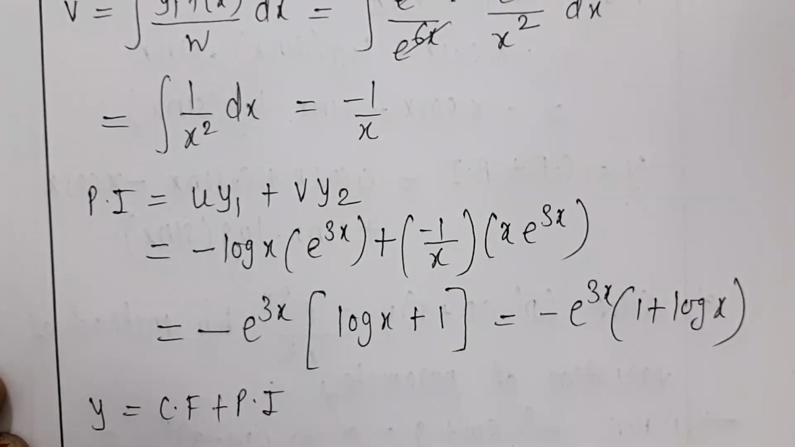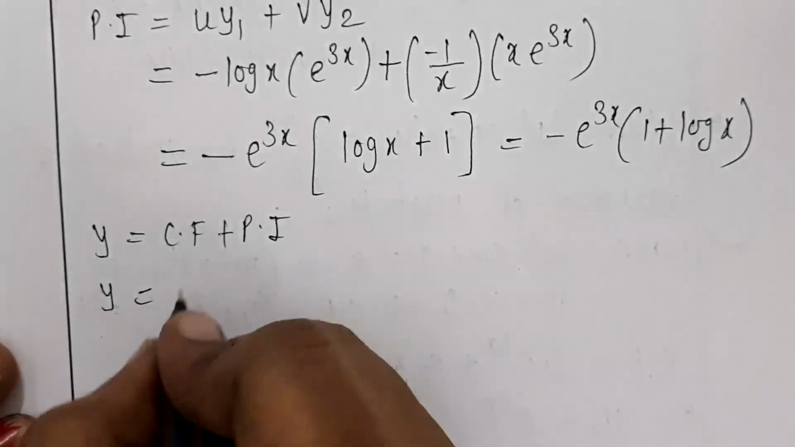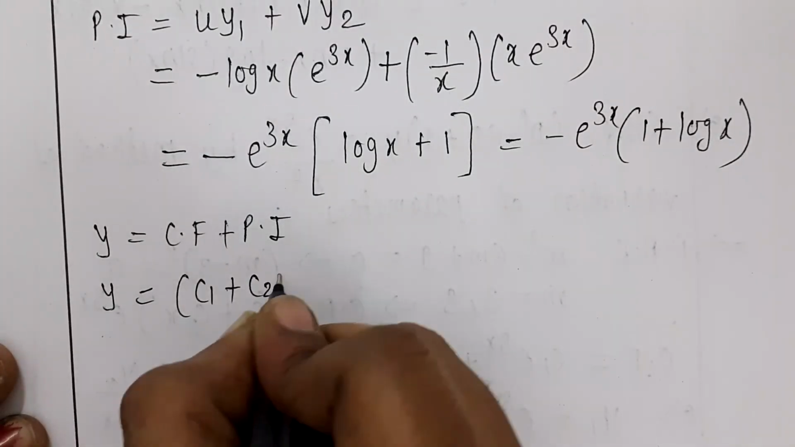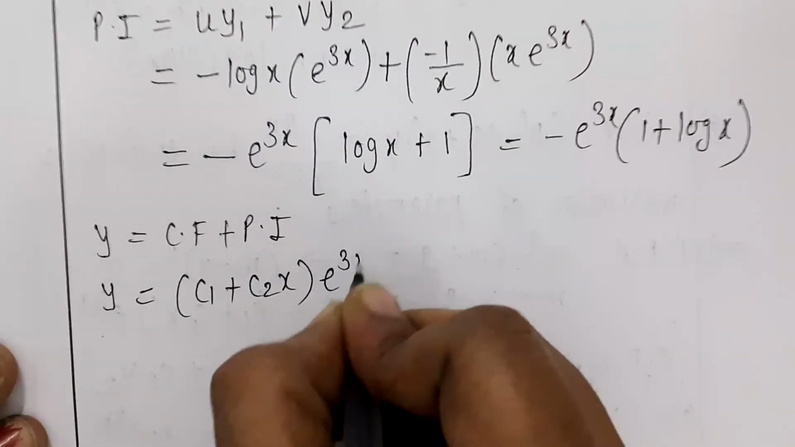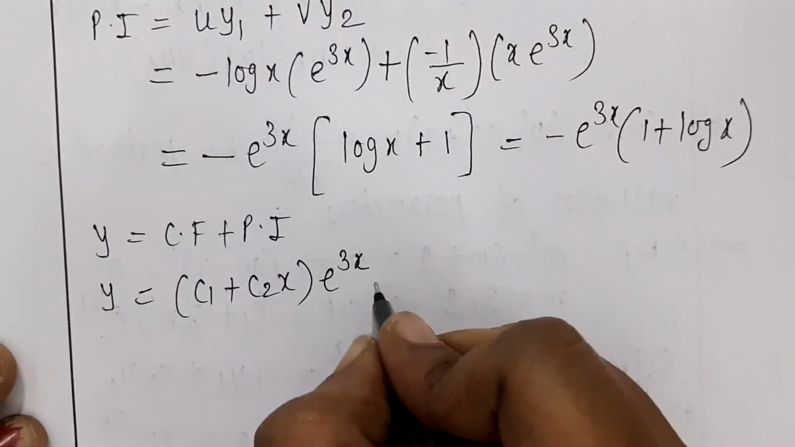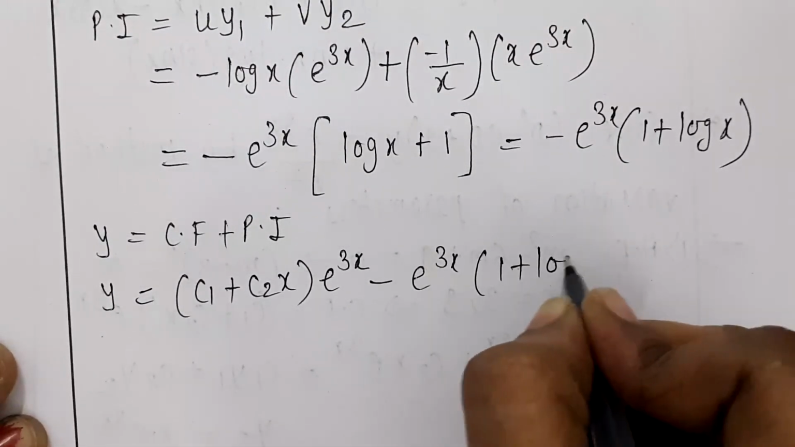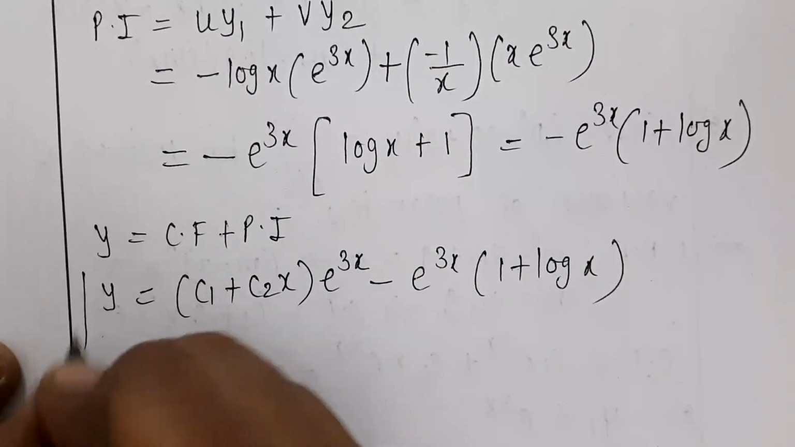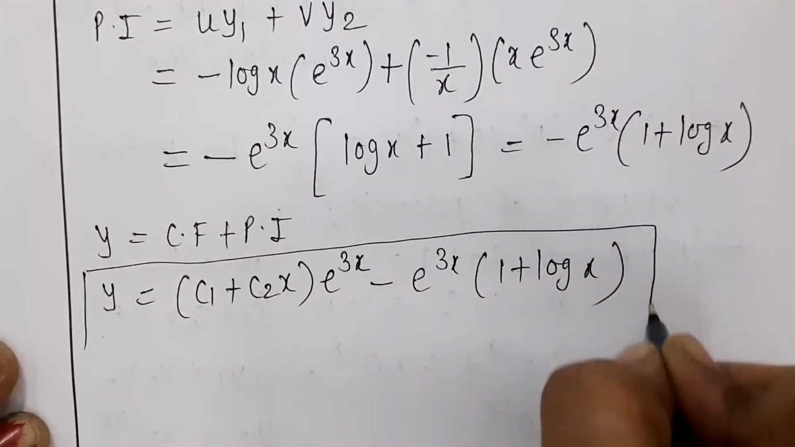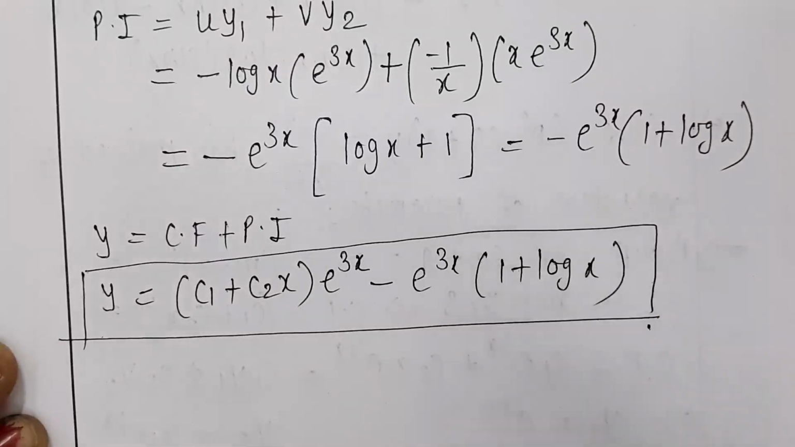So y is equal to, what is Cf? Cf is C1 plus C2 x multiplied by e to the power 3x, minus e to the power 3x in bracket 1 plus log of x. So this is the final solution for the given problem.